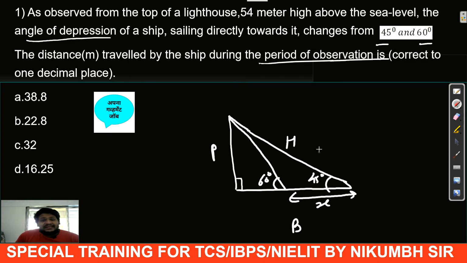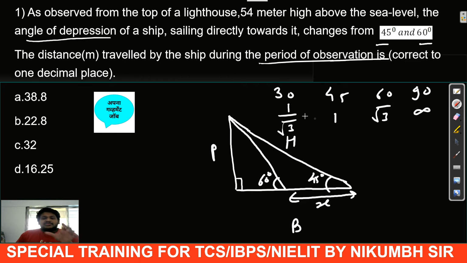I know the identities: sine, cos, tan, cot, cosec. I know one identity where I can use perpendicular and base, and that is tan. So tan 30, 45, 60, 90. How to remember? Tan 30 degree is 1 by root 3, tan 45 is 1, tan 60 is root 3, and tan 90 is infinity. You have to remember the values like this only, very easy: 1 by root 3, 1, root 3. And tan 90 is infinity, tan 0 is 0. Now we will use these values in our question.